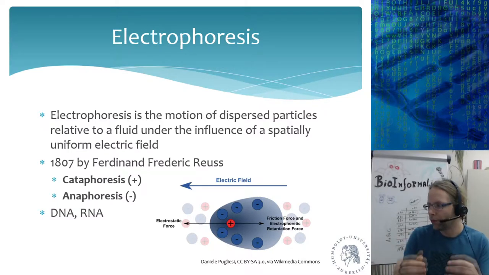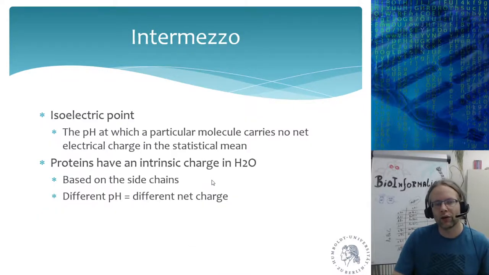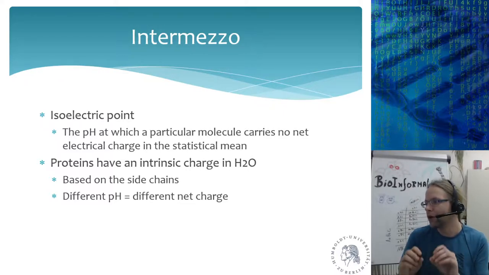So if you pull proteins through a gel, the big ones will remain on top and the small ones will run more easily, so they will go down to the bottom much more. This holds for DNA and RNA, and of course also for proteins. But for proteins, you generally want to separate them in two dimensions, so you want to separate them based on the isoelectric point. Because I told you that proteins have amino acids which have positively or negatively charged side chains, and the pH at which a particular molecule carries no net electrical charge, in the statistical mean, is the isoelectric point.